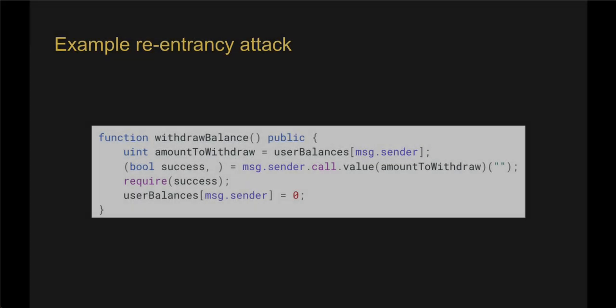Okay, so how might a re-entrancy attack look? We have such a basic function like withdraw balance. It's a public function, meaning that anybody can call it. That withdraw balance is, let's say, in an escrow contract, meaning that many people can deposit their Ether to that smart contract, and later on, if they want, they can withdraw everything that they just deposited.